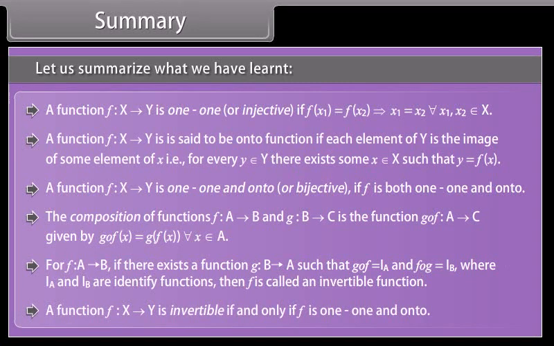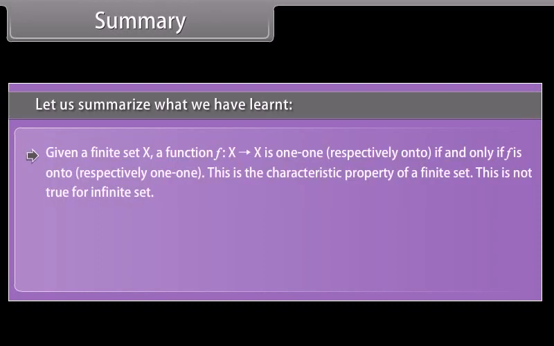A function f from X to Y is invertible if and only if f is one-one and onto. Given a finite set X, a function f from X to X is one-one respectively onto if and only if f is onto respectively one-one. This is the characteristic property of a finite set. This is not true for infinite set.